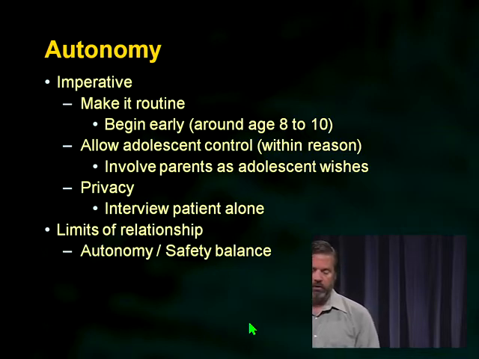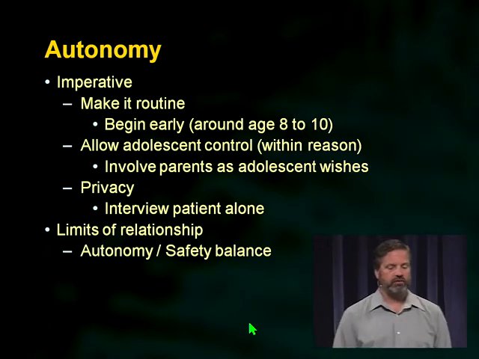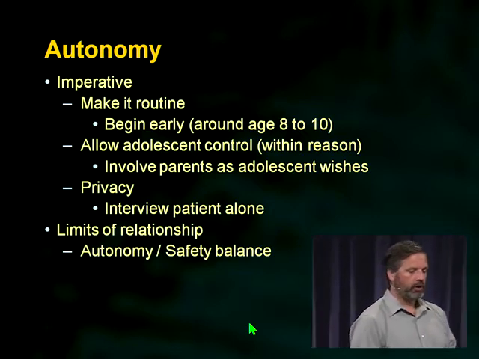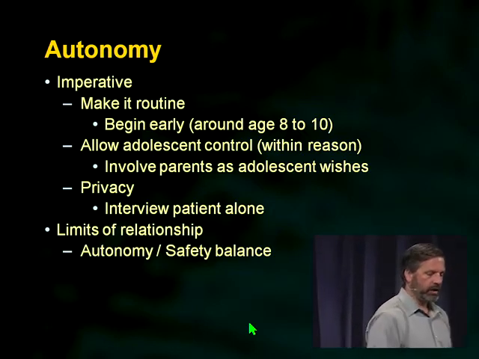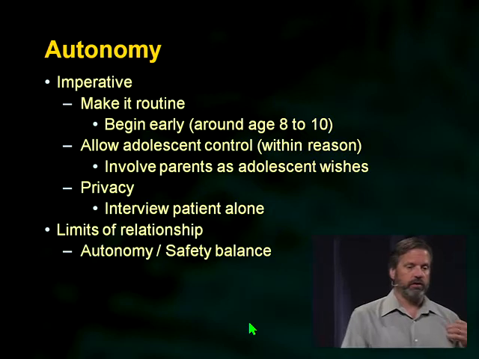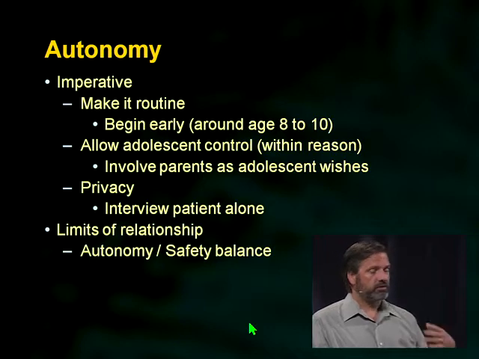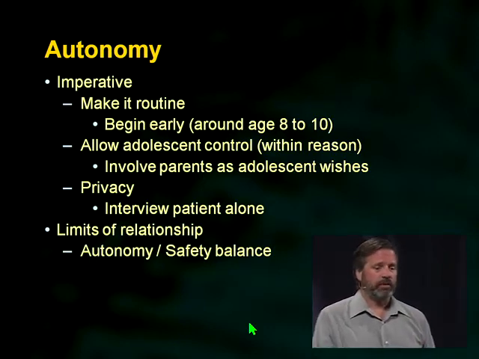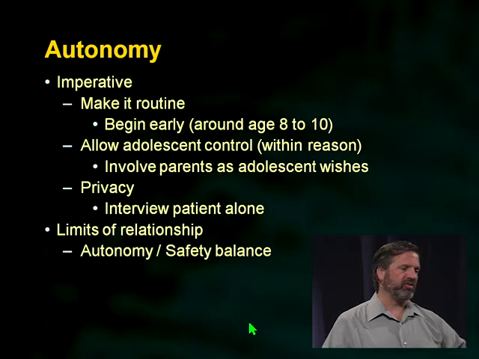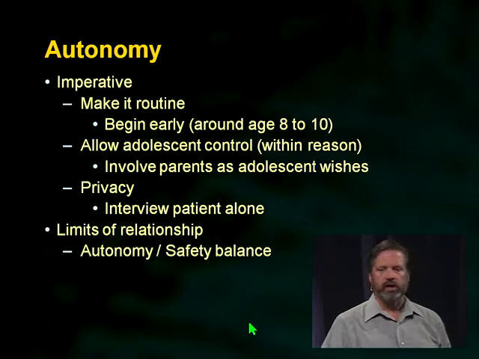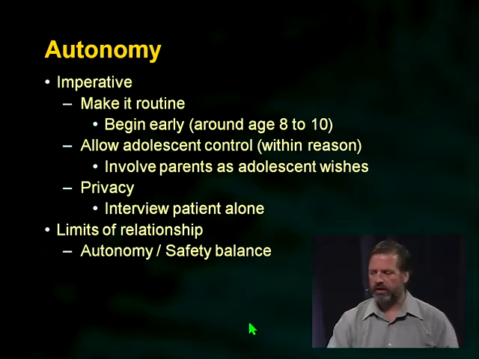So let's talk a little bit about autonomy. What degree of autonomy should you give an adolescent patient? I think the simplest answer is you should give them the degree of autonomy that their development deserves. So it's not age dependent. It's important for you to get away from, oh, they can't make any decisions till they're 18, and then on their 18th birthday they can suddenly make all decisions. That's clearly not the way it should be handled.